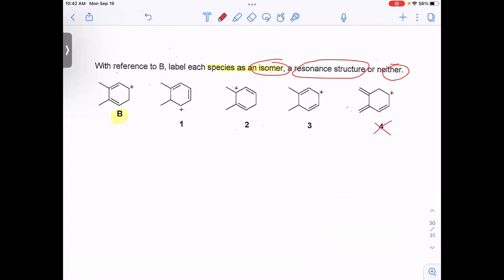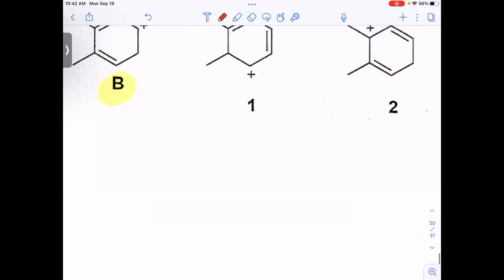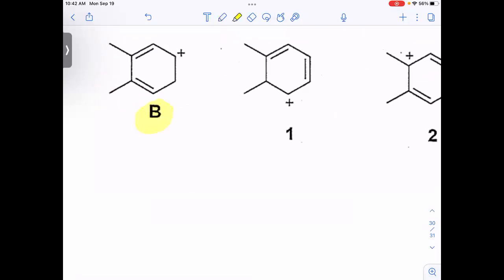Let's look at 1. And first, before we do that, let's draw all the resonance forms of B. That'll save us a lot of grief in identifying what's resonance and what's an isomer, and it'll give an opportunity to explain isomerism. So what would you do with B? Here's the pattern. It's an allylic cation. What would your first resonance form look like?